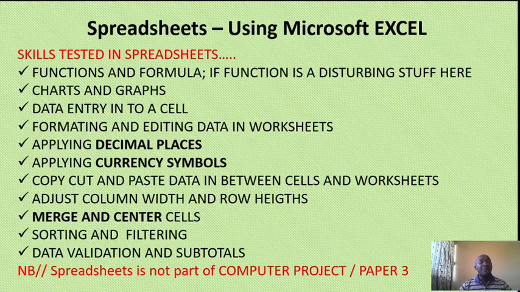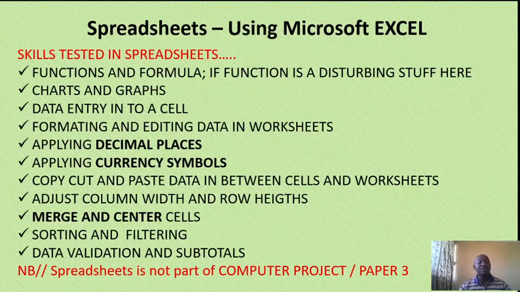Then it is a must that the examiner tests you how to adjust column width and row height. For example, you are given student name Don Gichai Ngugi, then it doesn't fit inside the cell. Therefore, you have to adjust the column width. That is a must to be tested if a spreadsheet question is there.